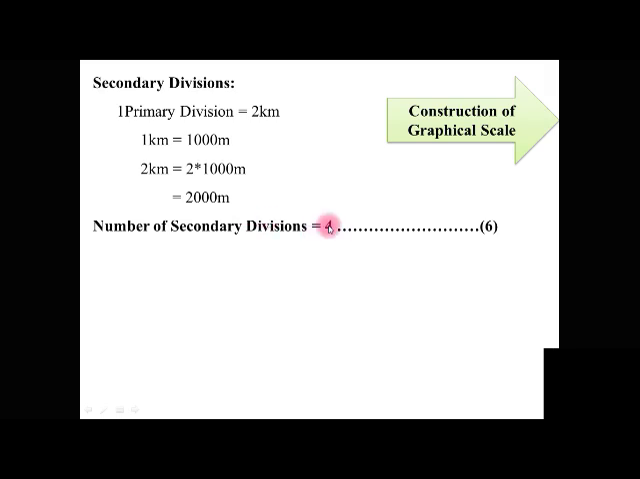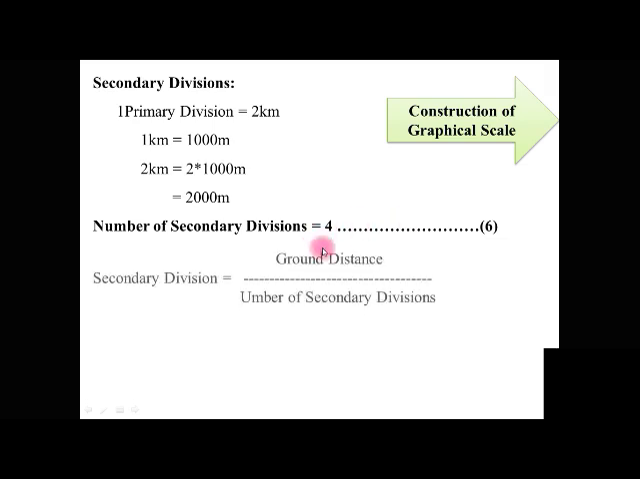So one can take 2, no problem, one can take 6, one can go for another, but you must take care of one thing: while deciding the divisions, maybe the primary or secondary, you should take into consideration that the output should be in a round figure. They should not be in decimals like 1.3 or something like this. Okay, then any number of divisions you can consider. So I have taken 4 here.